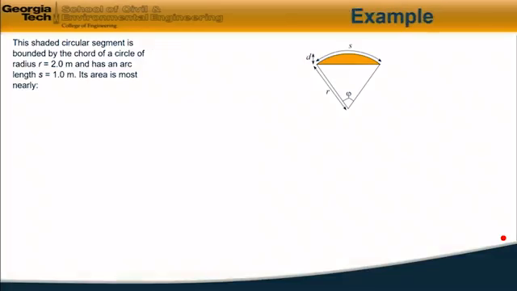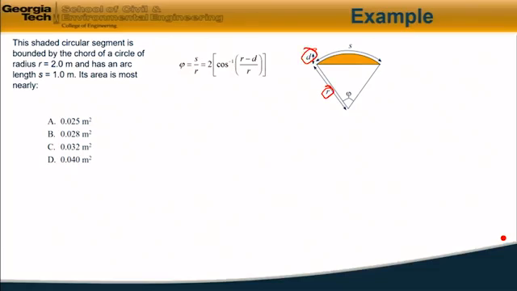The shaded circular segment shown is bounded by the chord of a circle of radius r equals 2 meters, and it has an arc length s of 1 meter. Its area is most nearly which of these four answers? So here is our definition sketch, which is similar to the one in the handbook. We have a radius r, a height of the segment d, and an arc length s, and an interior angle phi. So the equations are phi, the interior angle, is equal to s over r, which is 2 cosine arc of (r minus d) over r.